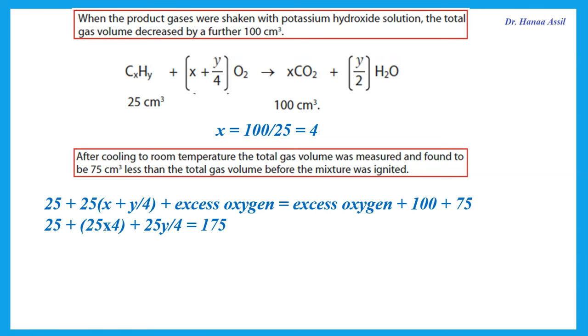We know already that x is 4. Now we're trying to solve for y. Of course, excess oxygen remains before and after the reaction, so it doesn't make a difference to the volume, and from all of this calculation, y is equal to 8, and that means the formula of the hydrocarbon was C4H8.